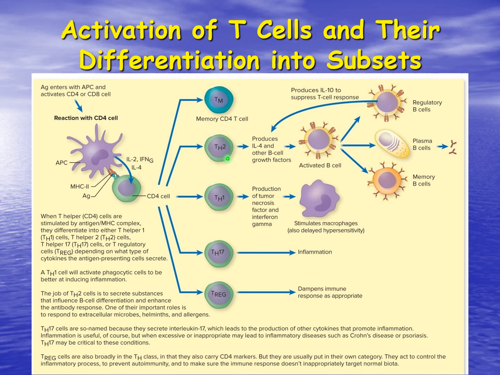T helper cell 2 will produce interleukin 4 and other B cell growth factors that will actually activate B lymphocytes to become plasma cells that produce antibodies to the antigen that was presented. Some of these CD4 cells or helper cells will become memory cells. So they just kind of sit over on the sidelines and go, you know what, you guys are doing okay. I don't need to do anything right now. The T helper 17 cell is going to actually secrete a number of pro-inflammatory mediators, increasing inflammation. And some of these CD4 cells will actually become regulatory T cells that will dampen the immune response as appropriate.